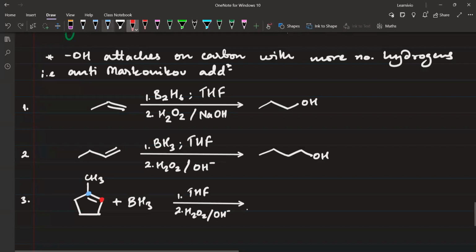So the blue carbon atom is having how many hydrogens? Amina, tell me. The blue carbon, how many hydrogens does it have? One. How many hydrogens? Keep your mic on. One. Okay. How many bonds does it have, Amina?